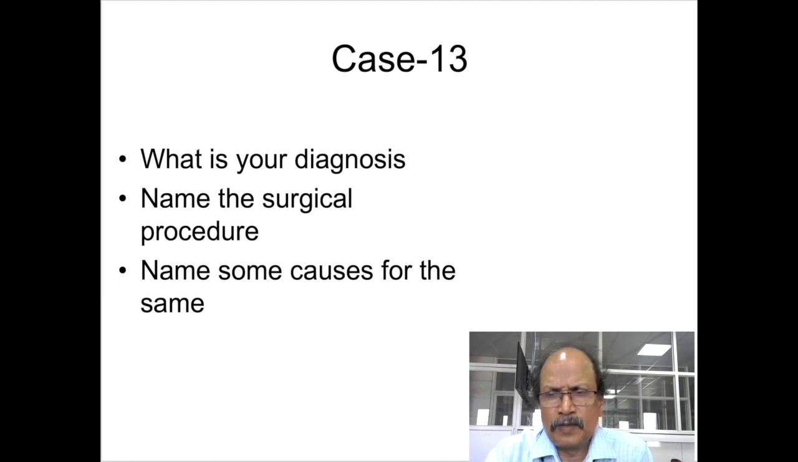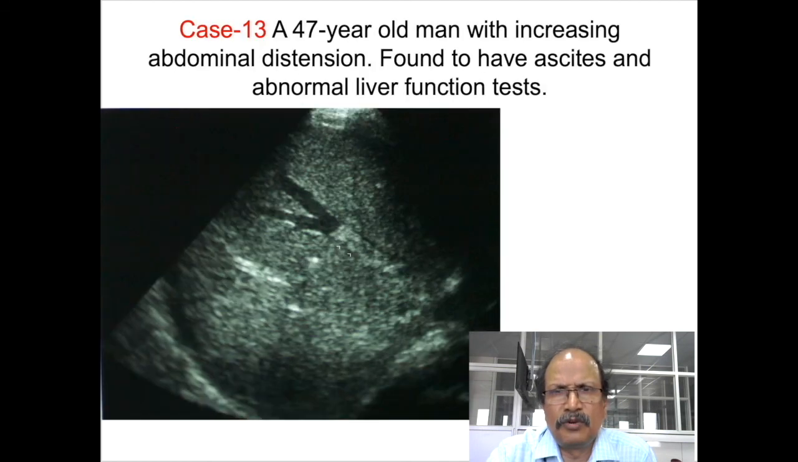And what is that syndrome? What is the name of the syndrome where there is hepatic vein thrombosis associated with increased abdominal distension, ascites, and altered liver functions? It is Budd-Chiari syndrome.